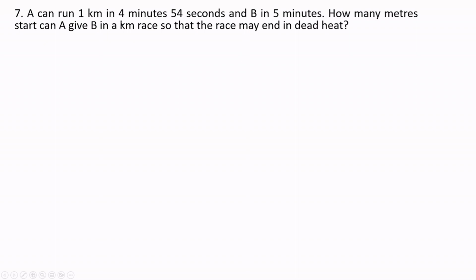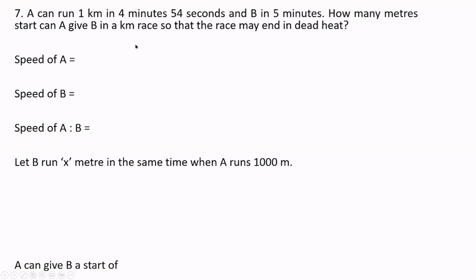A can run 1 kilometer in 4 minutes 54 seconds and B in 5 minutes. How many meters start can A give B in a kilometer race so that the race may end in a dead heat? So here in the questions we saw previously, the ratio of their speeds were given, and then we have to find the answer for a similar question. Here they have given the distance and time. After that, from this we can find speed of A and speed of B, and then we can find the ratios, and then we can find the answer for this question.